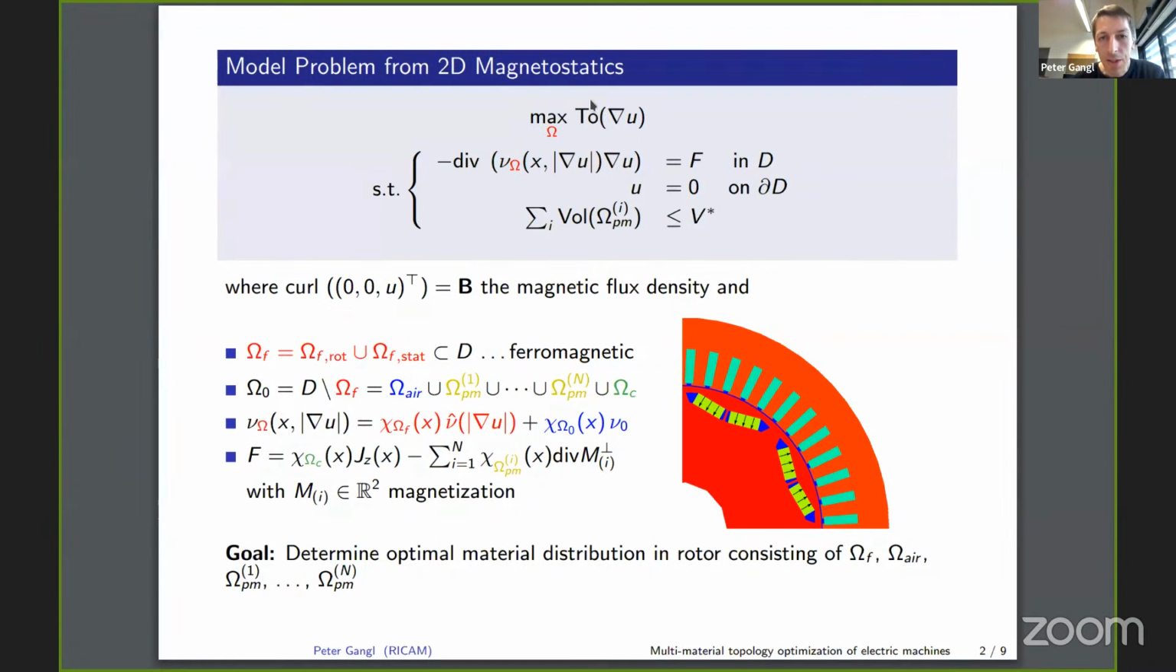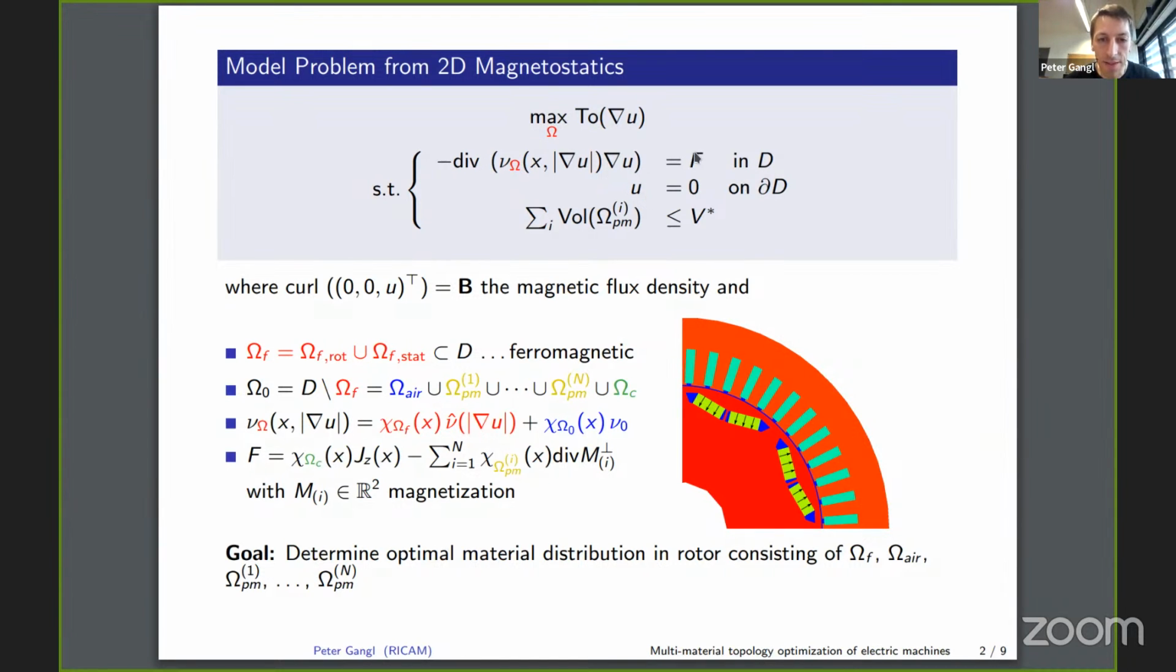The torque can be computed as a function of the magnetic flux density B. In this two-dimensional magnetostatic setting, the B field can be represented by a single scalar function U, with the magnetic vector potential ansatz B equal to the curl of (0, 0, U). So the torque depends on U, and U is the solution to this nonlinear PDE, which comes from Maxwell's equations.